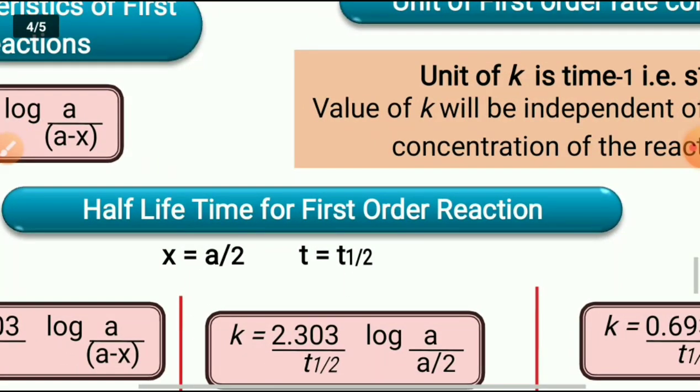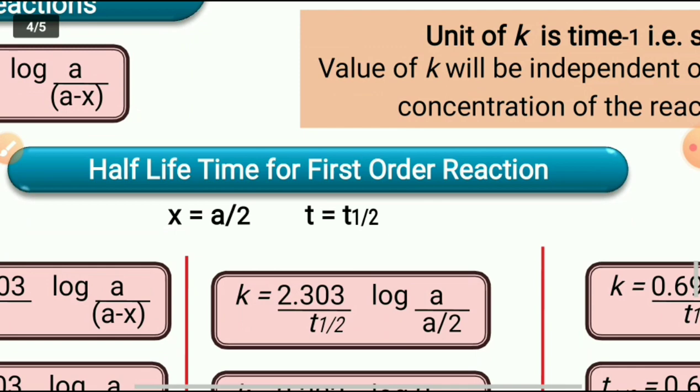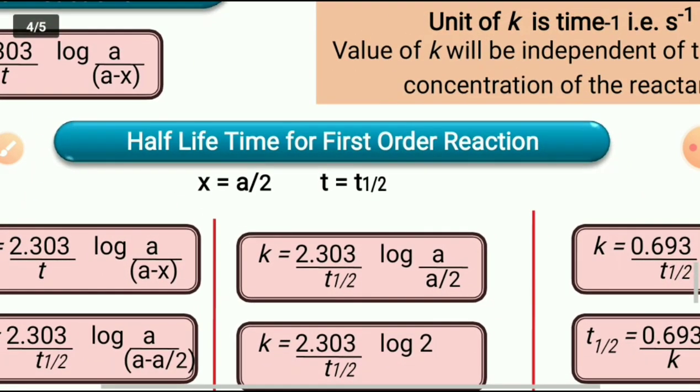Now let's try to understand the half lifetime, or half time, of a first order reaction. It is important to know what a half time is. The half time is the time period in which the initial concentration or initial amount of substance is reduced to half. 50% of the initial concentration is converted into product. That time is the half time of a reaction.